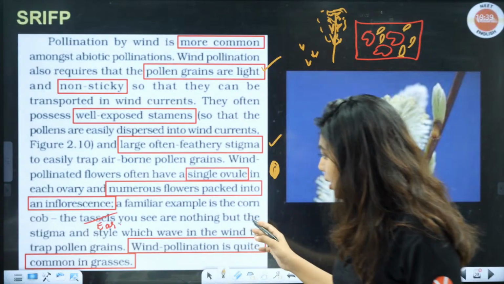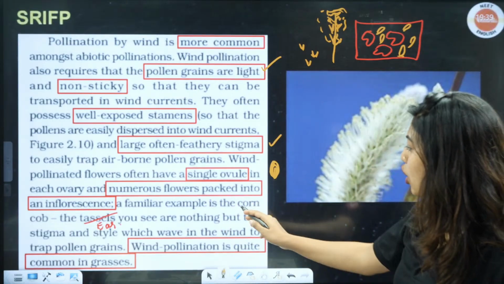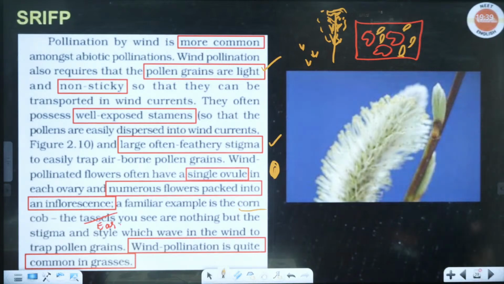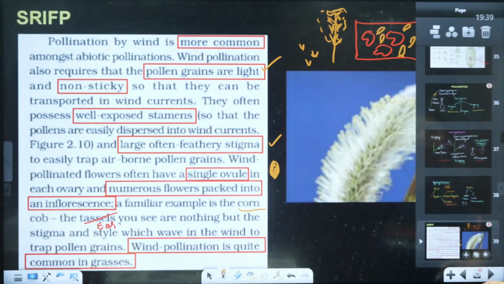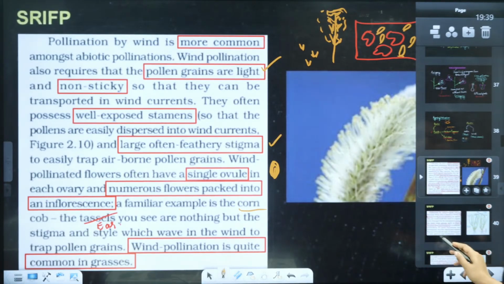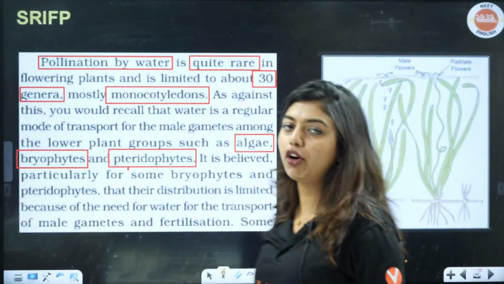Now, this is the corn cob. The corn cob ears you see are nothing but the stigma and style. Yes, anemophily we say for wind, entomophily for insect, hydrophily for water.